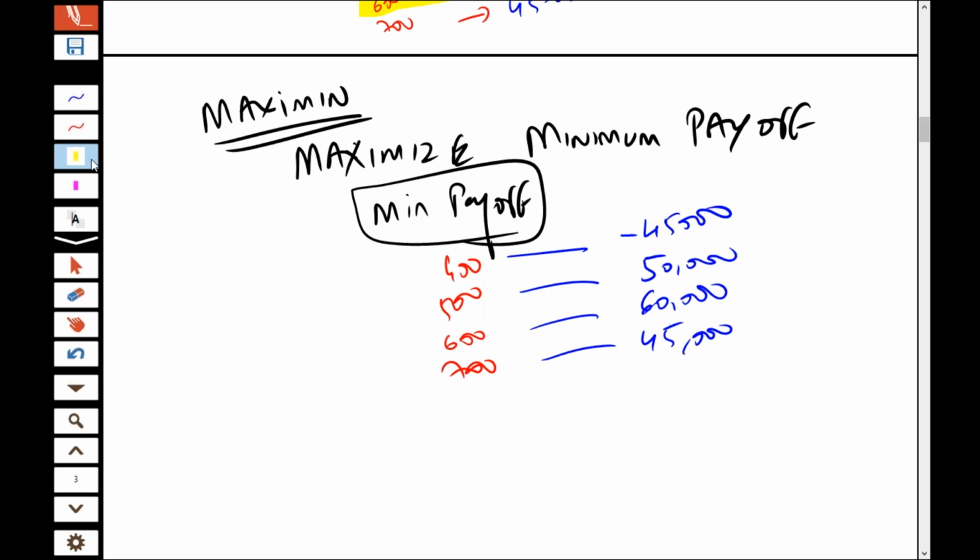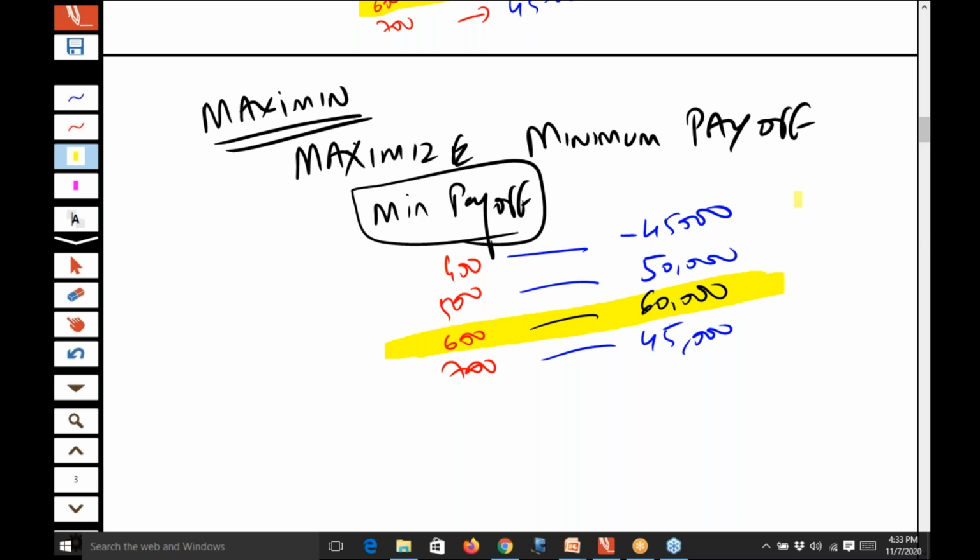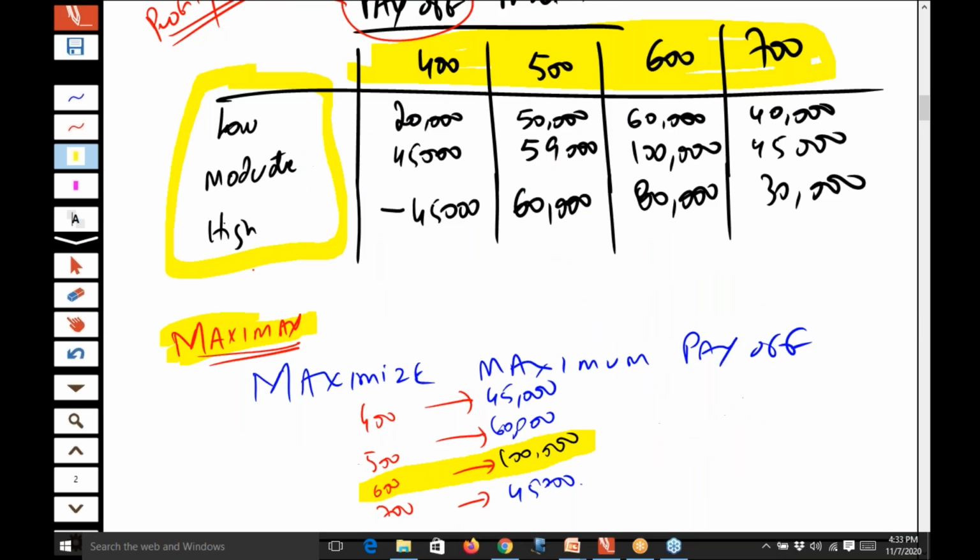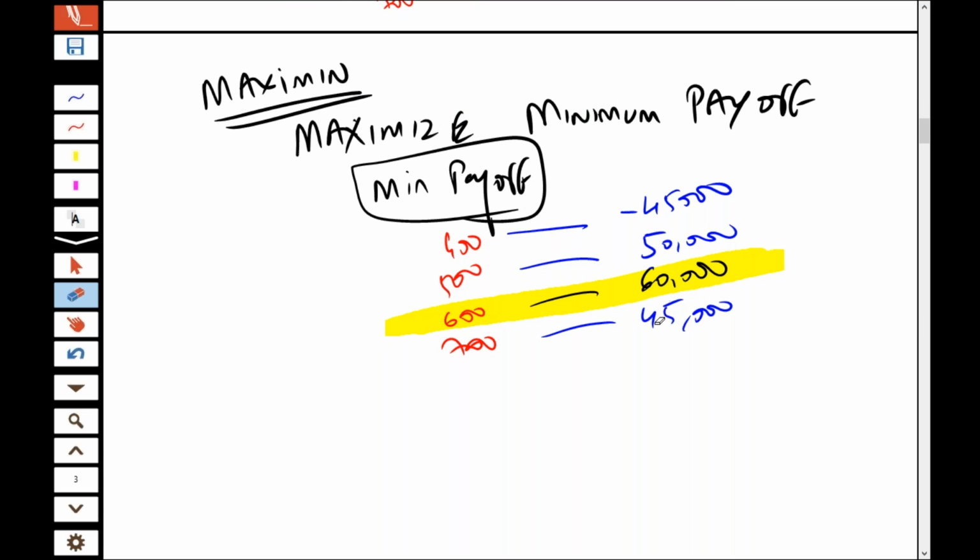So resultingly, on the basis of all this, what we need to do is maximize the minimum payoff. So maximizing the minimum payoff would lead to this. Okay, yes, my mistake. This is 30,000. But still the answer does not change.